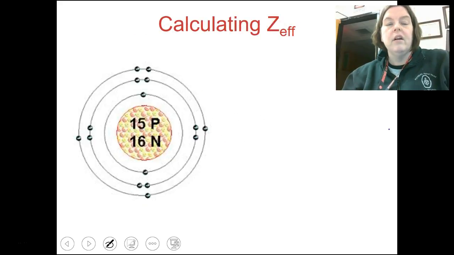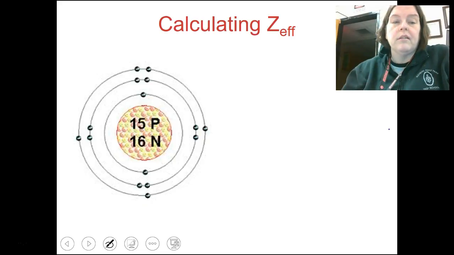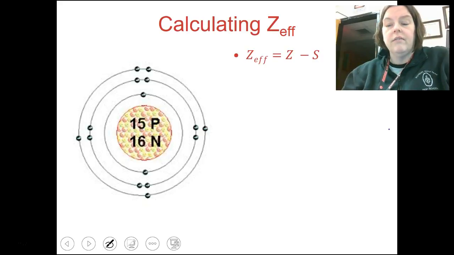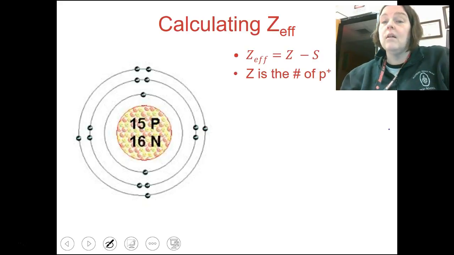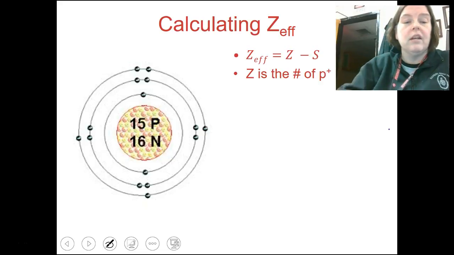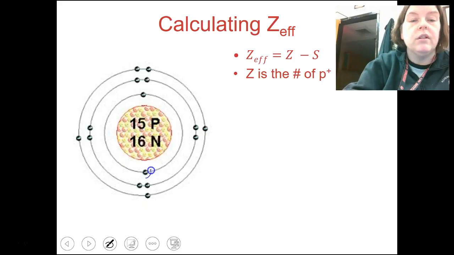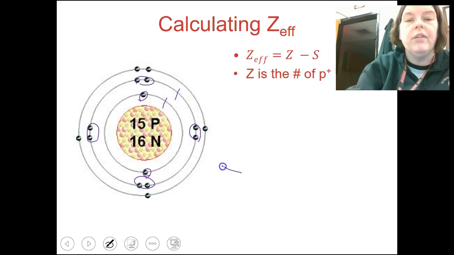Calculating Z effective here, I have an atom of phosphorus. How do I know it's phosphorus? Well, I have 15 protons. So to calculate Z effective, I have to have Z. Z is the number of protons, which is 15. So what is S? Well, let's look here. I see 2 electrons on the inner shell. I see 2, 4, 6, 8 electrons there. That's another inner shell. So those 2 shells are considered inner, while this shell is considered an outer shell. How many electrons do we have?